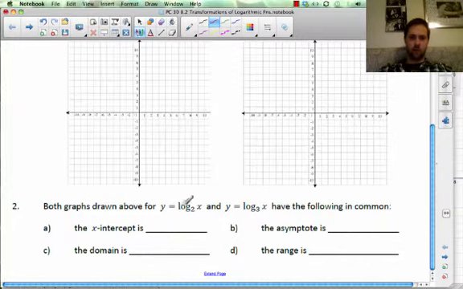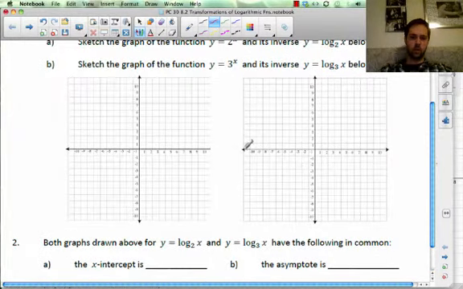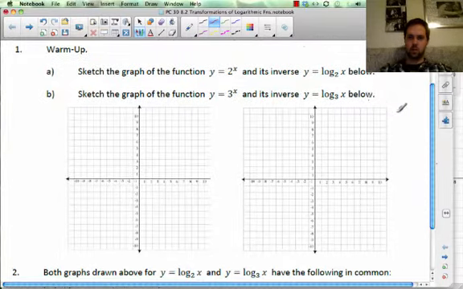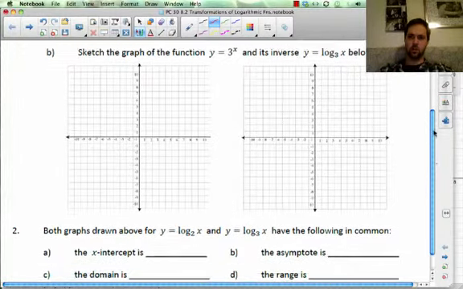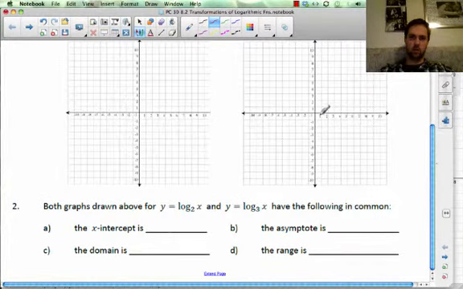Both graphs drawn above for log base 2 of x and log base 3 of x have the following in common. The x-intercept would be obviously where they both cross the x-axis. So if you figure out where y equals 0, so this is basically 3 to the y equals x, where y equals 0, the x value is going to be 1. That's right here. Both of those graphs will cross the x-axis at (1, 0).